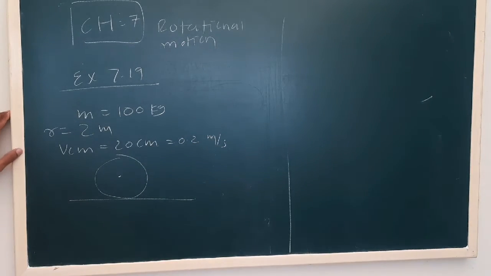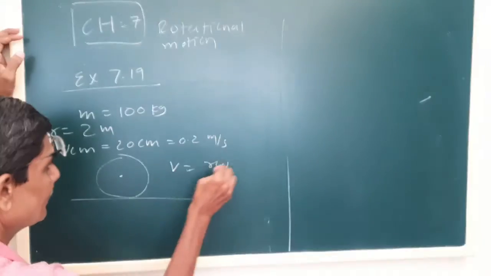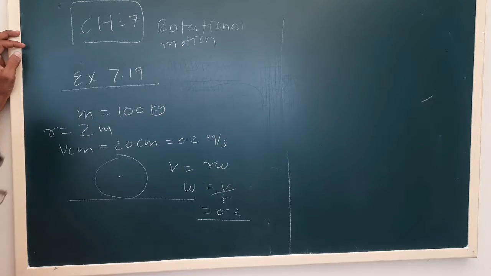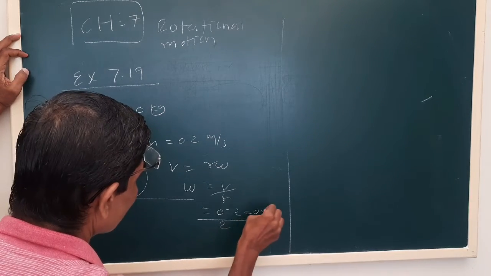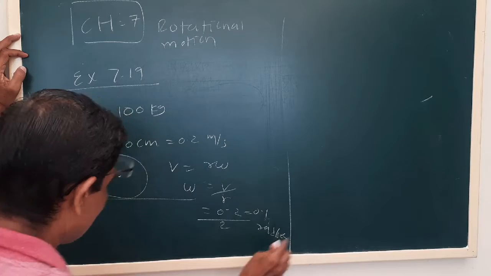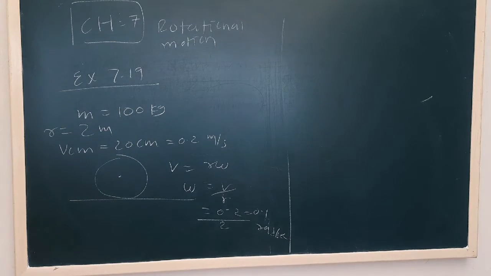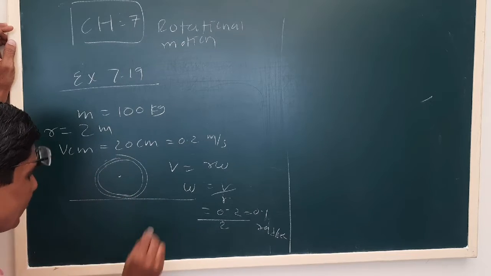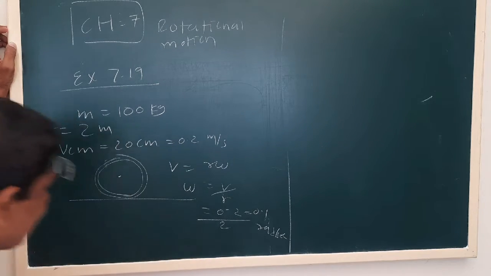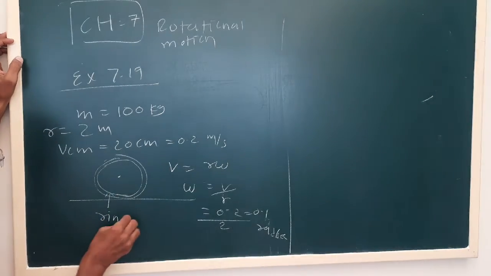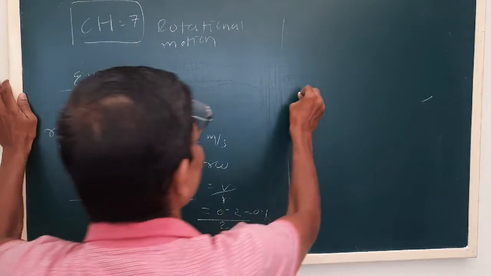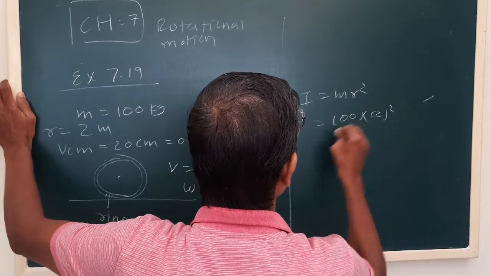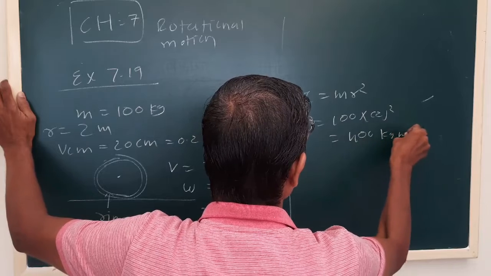Now we have to calculate angular speed. V is equal to R omega, so omega is V by R. See, the radius is 2, so omega is 0.1 radian per second. This will be the angular velocity. Now see, this is a ring-like object. It is given a hoop, so we assume it is a ring. Now for a ring, moment of inertia I is equal to mr square. Mass is 100, radius is 2, so 400 kg meter square.